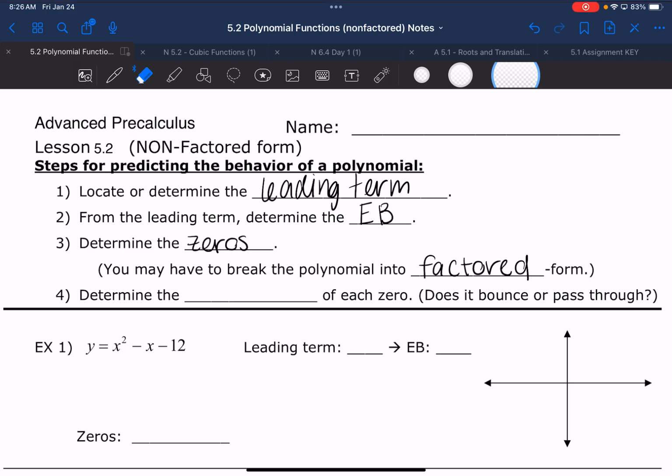Does it cross? Is it a bounce? Does it have a wiggle? So something like our cubic functions, right? This is what's going to be determining that, the multiplicity of our factors.